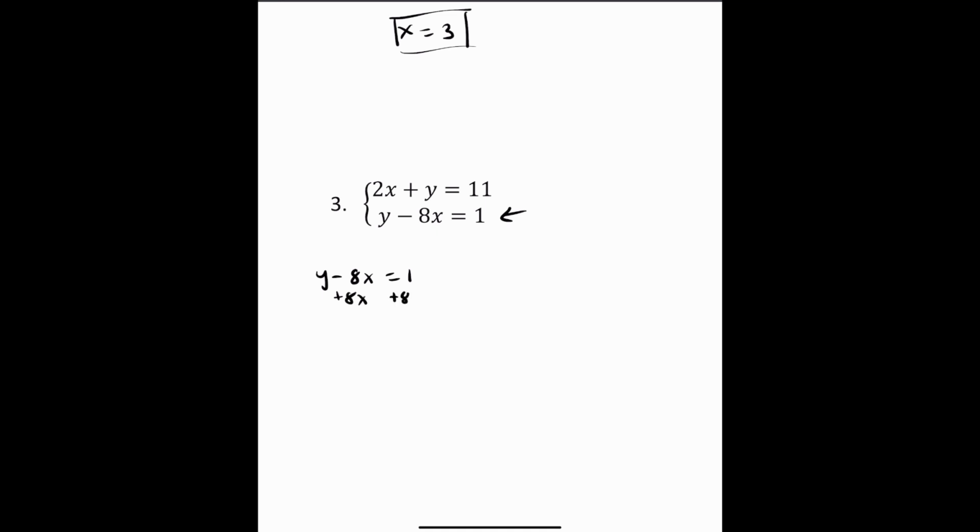I'm going to add 8x to both sides, and I get y equals 8x plus 1. So I don't need to use this equation anymore. I have y equals 8x plus 1 now. So we know that if y is equal to 8x plus 1, then I'm going to take this equation here and replace that y with that expression, right? The stuff that's after the equal sign. So I have 2x plus 8x plus 1 equals 11.